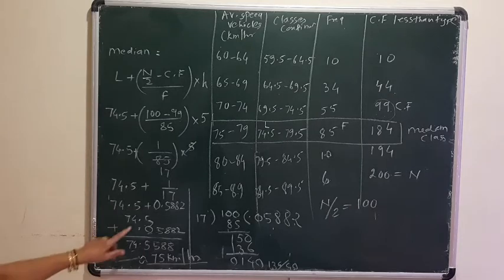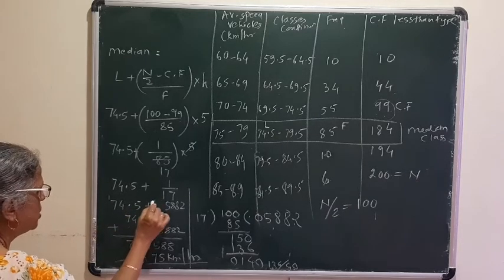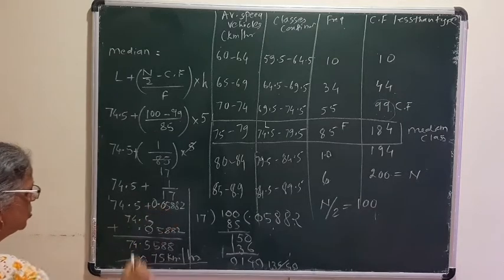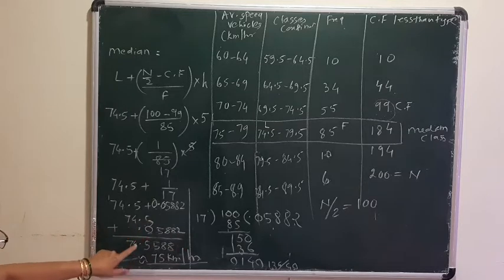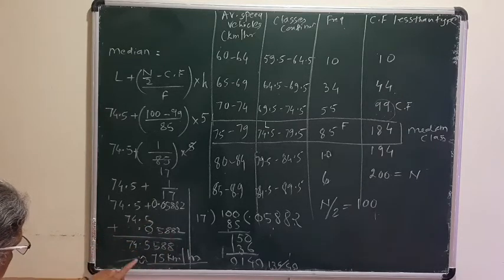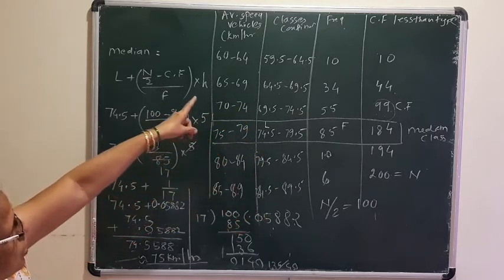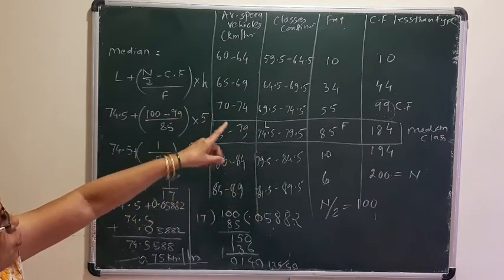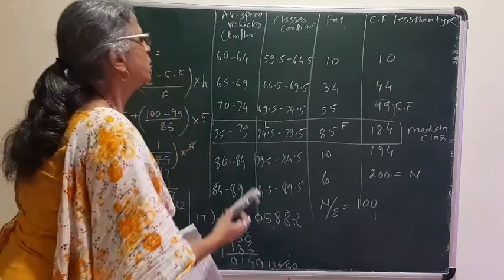As it is a fraction, we have 74.5 plus 0.05882. If I add, I will have 74.55882. So I can make it approximately 75 kilometers per hour. Whenever the classes are not given continuously, you have to make them continuous. So you will have 4 columns in that. Remember this, this is important.